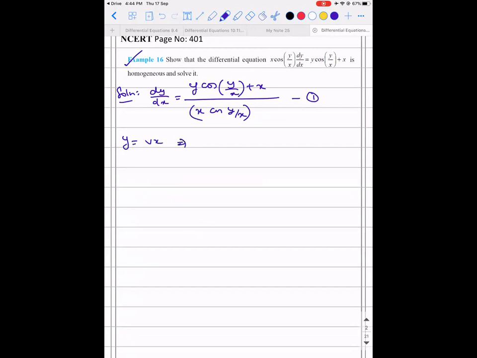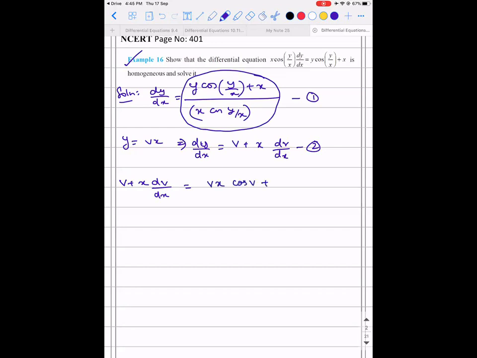Substitute y = vx, which implies dy/dx = v + x dv/dx. This will be equation number 2. Right. So when you equate both, you will have v + x dv/dx equal to, for this equation, what are we supposed to do? In the place of y, replace with vx. So vx cos v + x, the whole divided by x cos v.